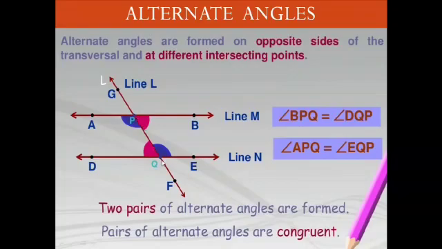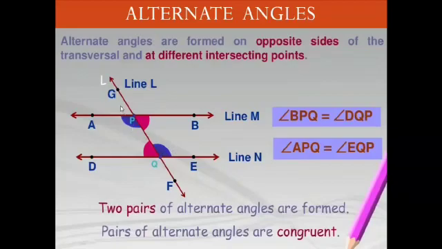BPQ and PQD. These angles with pink color, and angle APQ and PQE of blue color. They are alternate angles. These angles are called alternate interior angles.